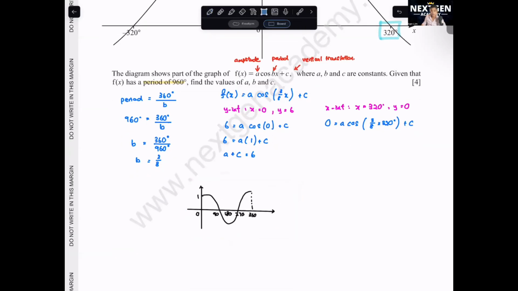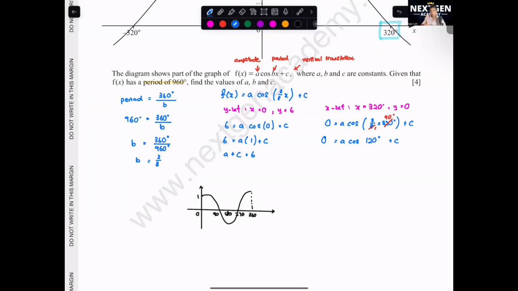In your mind already, you think, teacher, can we solve this without a calculator? What's 3 over 8 times 320 first? We calculate this one first. Actually, you can count it. A cos, 3 over 8 of 320, this one will be 1, 4, so 3 times 40, which is 120 degrees, plus c.